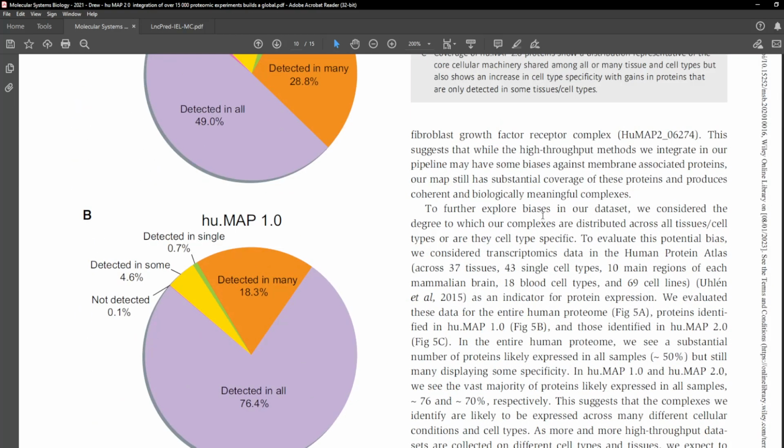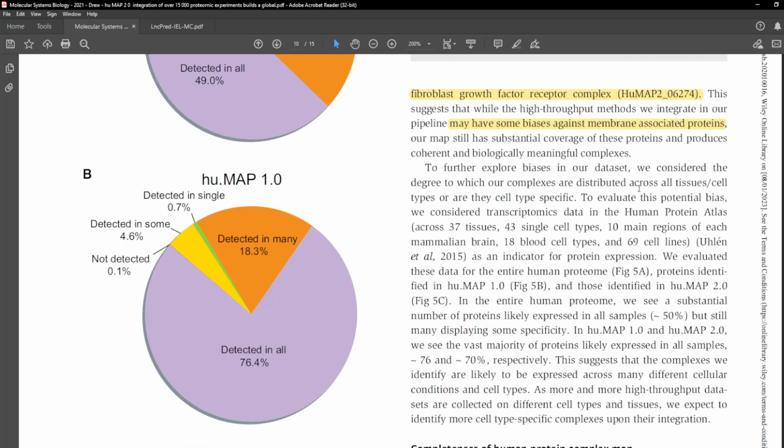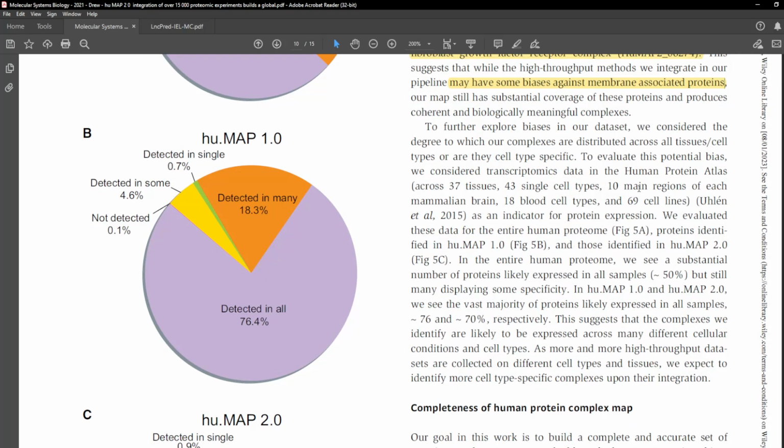To further explore biases in our dataset, we considered the degree to which our complexes are distributed across all tissues/cell types or are cell type specific. To evaluate this potential bias, we considered transcriptomics data in the Human Protein Atlas, across 37 tissues, 43 single cell types, 10 main regions of the mammalian brain, 18 blood cell types, and 69 cell lines, Uhlen et al., 2015, as an indicator for protein expression.